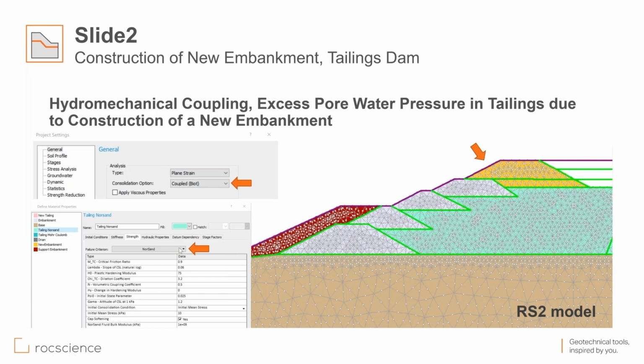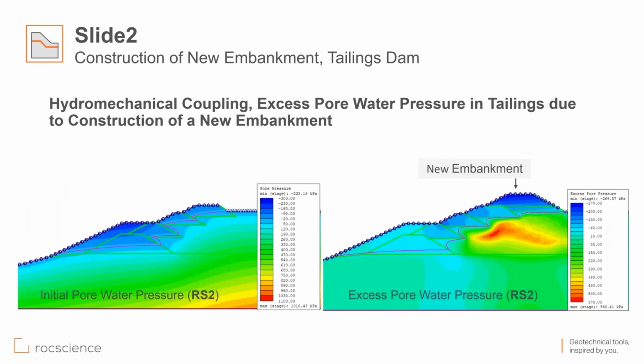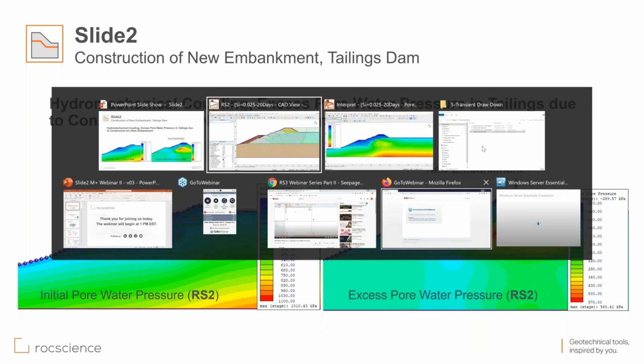What you're looking at here again, you have the initial pore water pressure and excess pore water pressure calculated in RS2 for one of the cases that I have analyzed, where you have the application of consolidation formulation and an advanced material model. Let me go back to my examples.